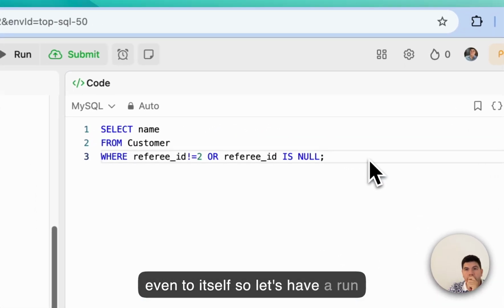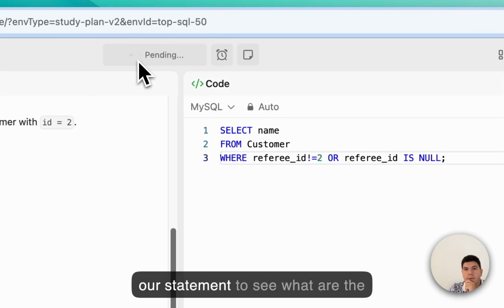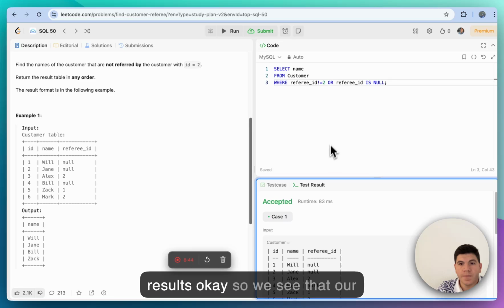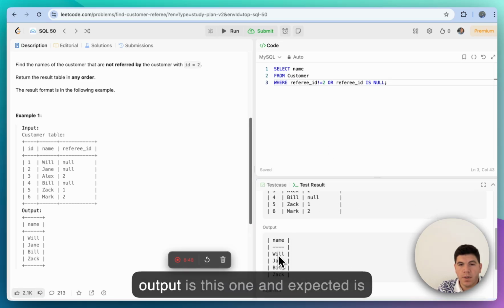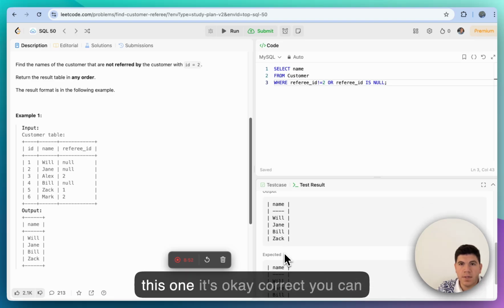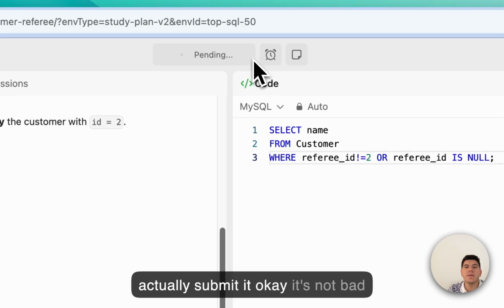So let's run our statement to see what the results are. Okay, so we see that our output is this one and expected is this one. It's correct. You can actually submit it.